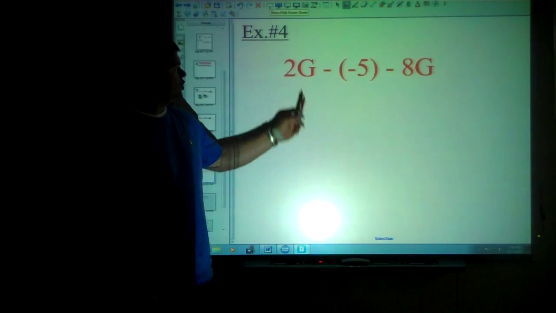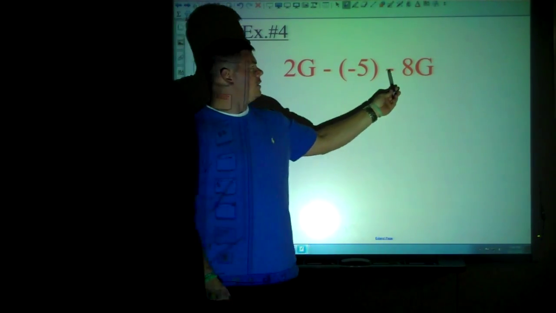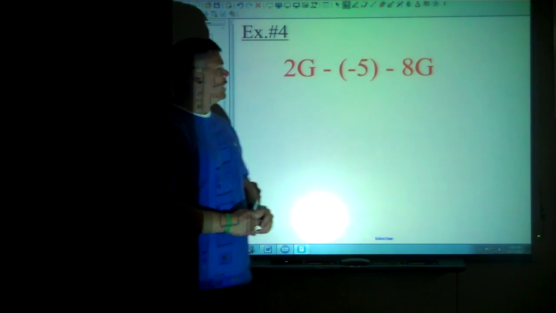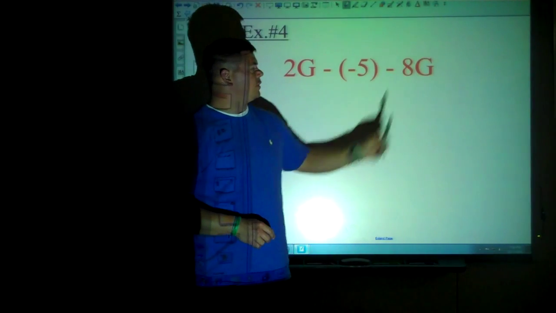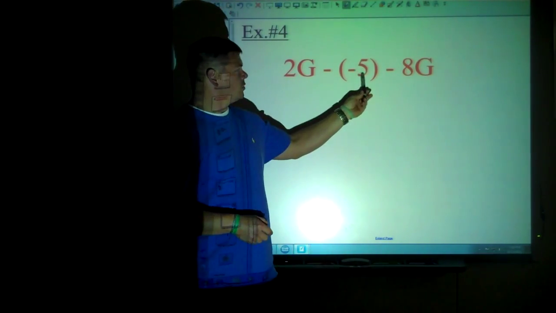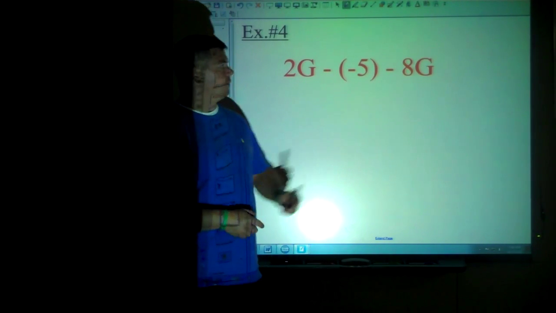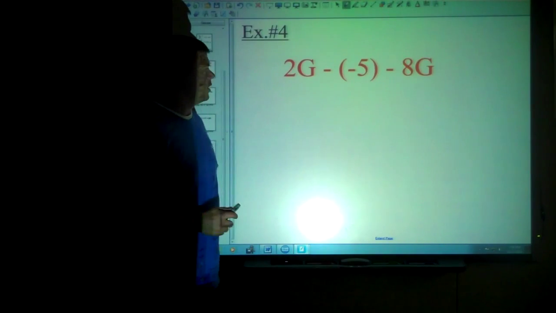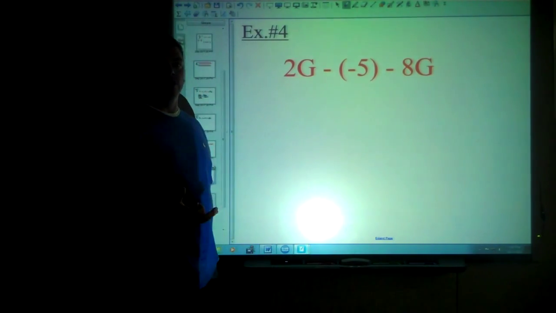You'll notice that there's a 2g minus a negative 5, and then there's a subtraction of another 8g over here. We would love it if we could take this G and this G and put them together, but they're not right next to each other. And this one doesn't have any G's, so it can't be combined with either of these. It doesn't have the same parts. Now, as it stands with subtraction, we're kind of locked. We can't do very much.